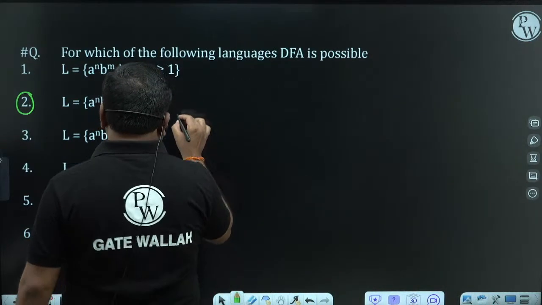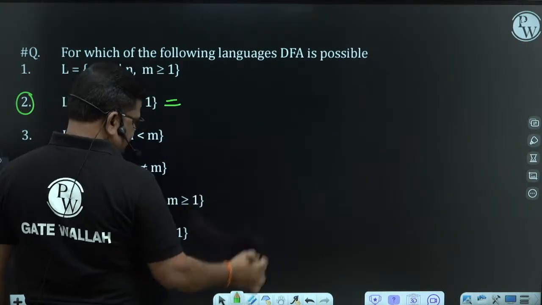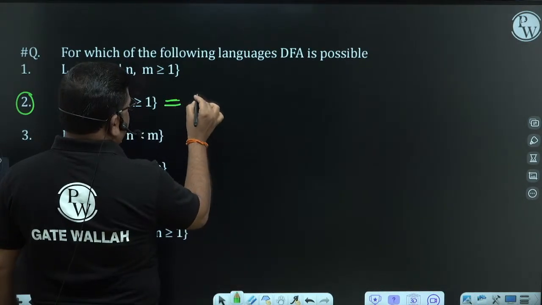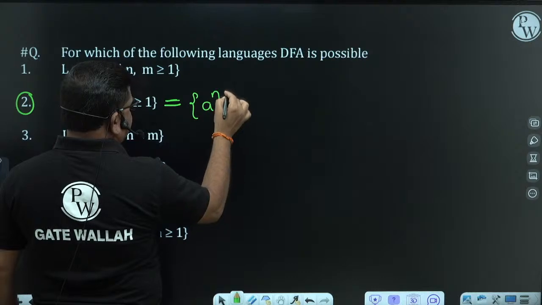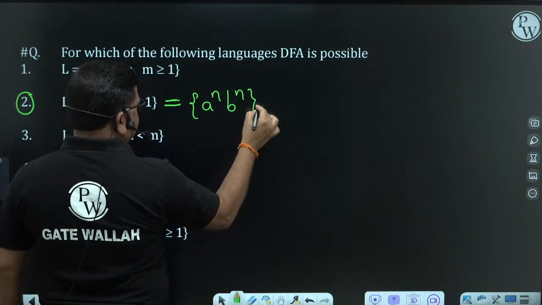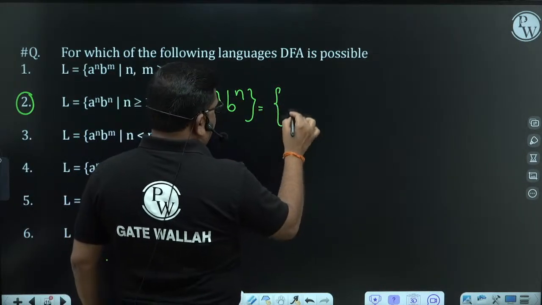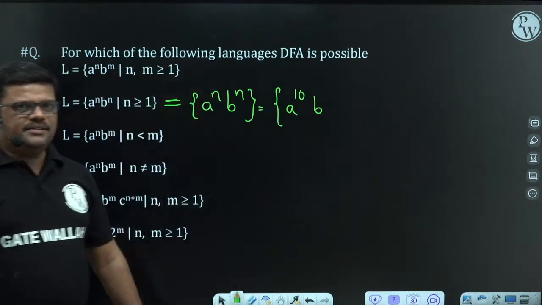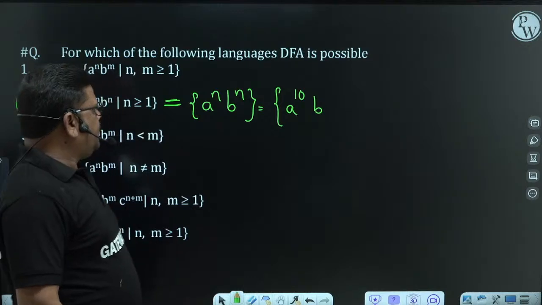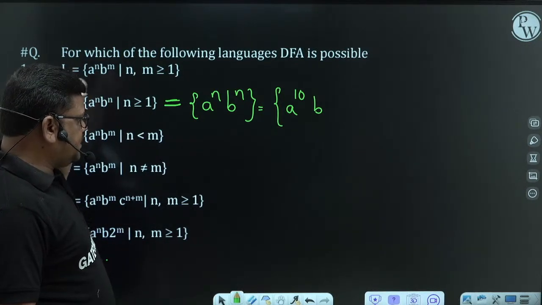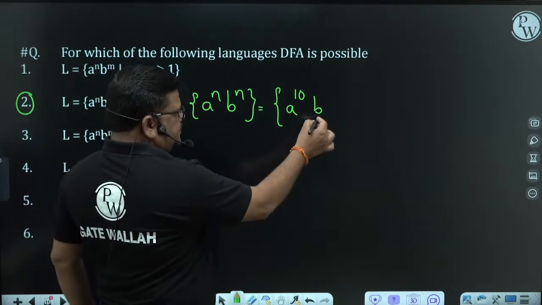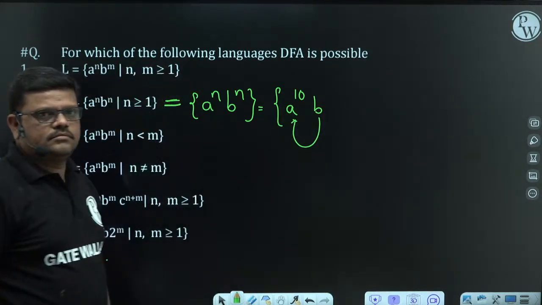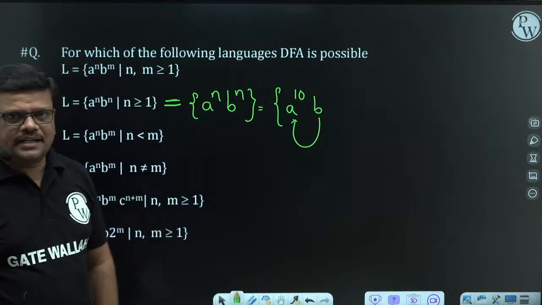The meaning of this language is, whenever you say A power n, B power n, I am taking, assume, 10 A's. How many B's can I generate? Does any comparison exist here? Any dependency exist? Yes, the B's generation is clearly depending on A's. Generation of number of B's clearly depends on A's.